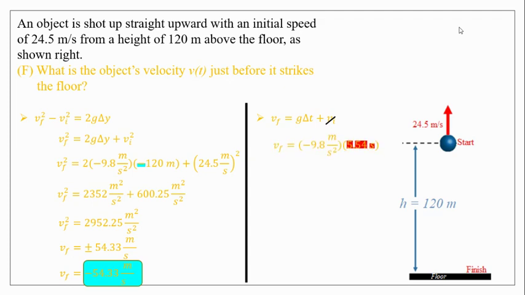So therefore, I can just plug in G, which is negative 9.8. I know the time that it took for it to fall from the peak all the way to the floor is 5.54 seconds. So all I have to do is just multiply, and therefore I'll get a value of negative 54.29 meters per second. Now, I don't know about you, but negative 54.33 and negative 54.29 is pretty much the same, give or take, due to rounding here.